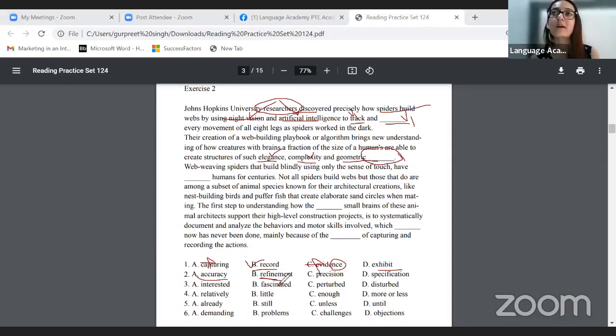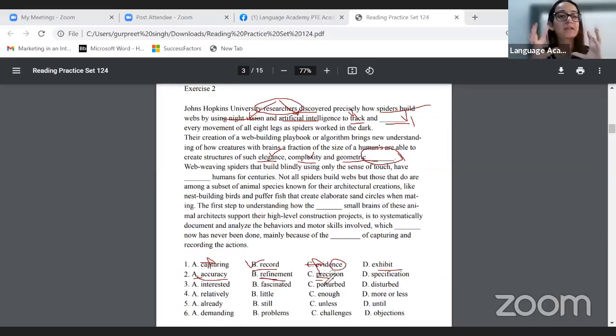Refinement is a process by which, let's say, refinement of water. Impurities are removed and the liquid is refined, made more pure, that is refinement. Precision is perfection, and specification, when you specify something, I need this, this, this in my coffee, that is specification. So when we are talking about the web of a spider, can we say it is geometric accuracy or geometric precision? See, what do you mean by geometric accuracy?